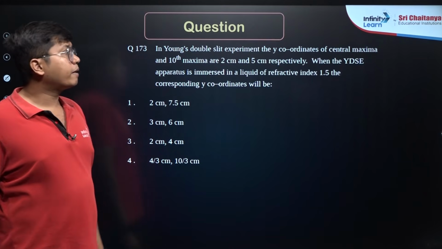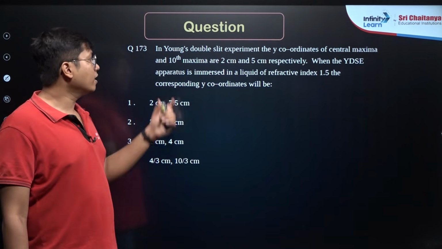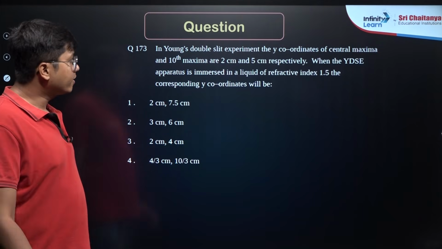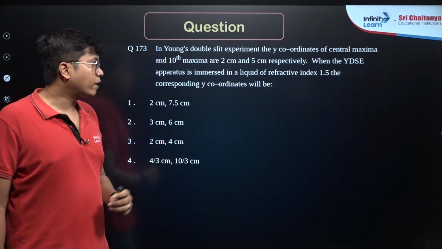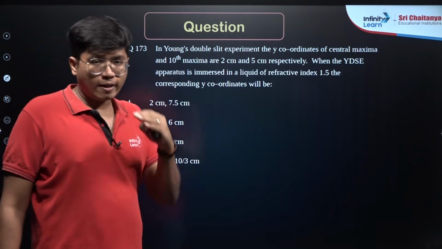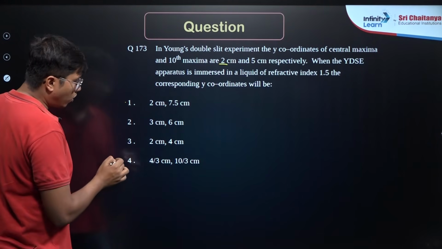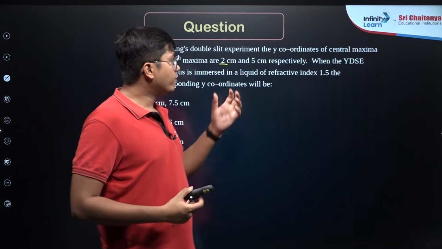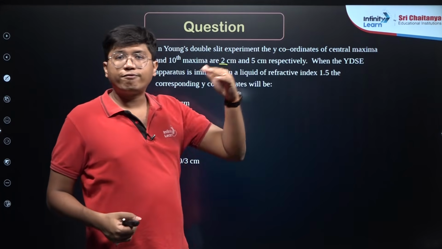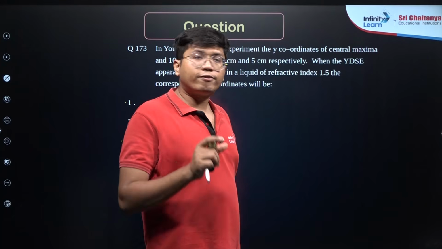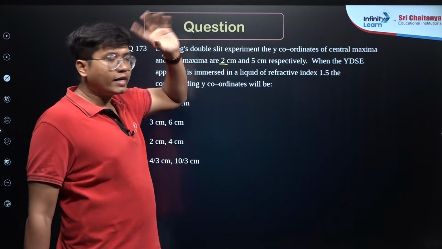Next, Young's double slit experiment. The y coordinates of the central maxima and the 10th maxima are 2 centimeters and 5 centimeters. Now there is a refractive index of 1.5, then what would be the y coordinate? The central maxima won't shift, it will stay at 2 centimeters, so it's either option 1 or option 3. Now we know if we put it in a refractive index, the fringe width decreases by the refractive index times. So what was the fringe width? I don't need to even think about the fringe width.